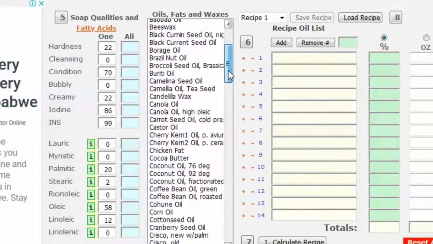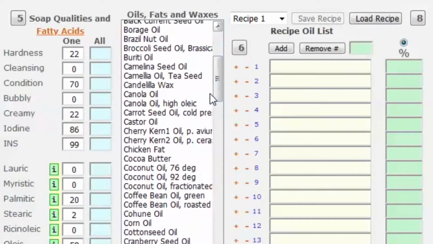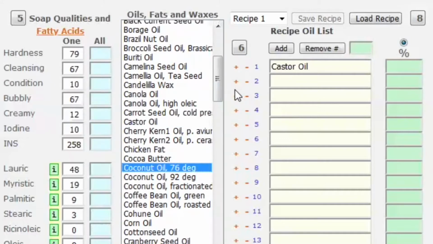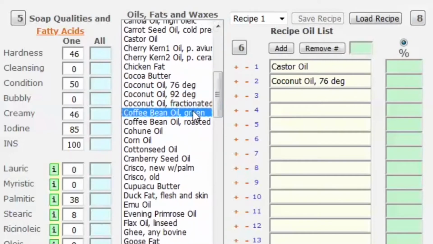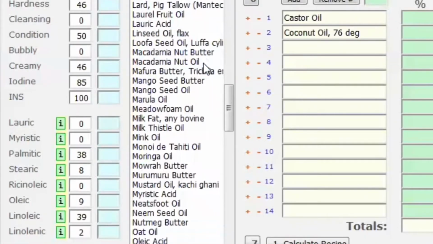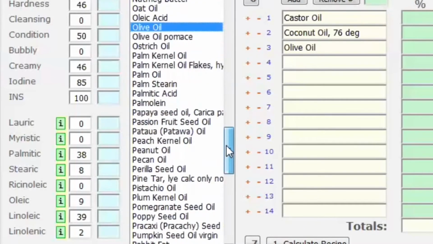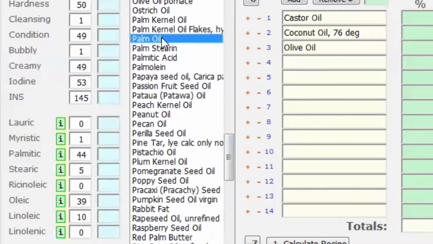For this recipe, I am going to add castor oil. So you just click on the castor oil. Again, you can see the properties that it will add to your oil, and you just add it to the list. And the next oil that I'm going to use is coconut oil, and I add it to the list. I am going to search for olive oil as well, add it to the list. And the last one is palm oil.